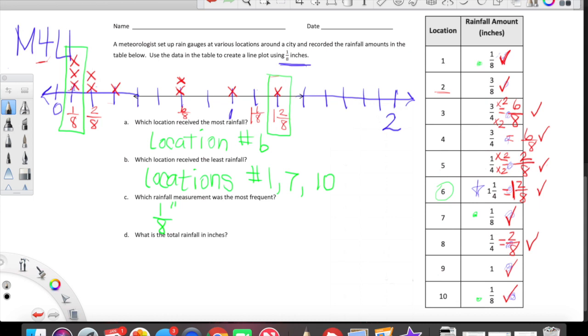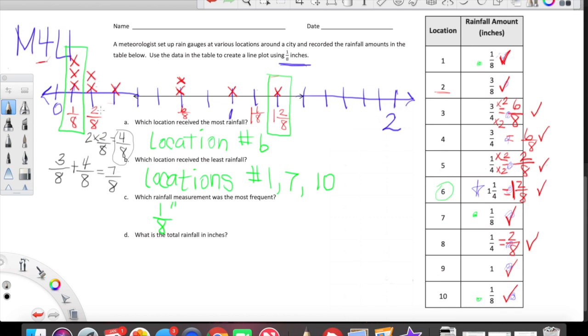So here we have 1, 2, 3/8. Okay, so I have 3/8 there. And then here we have 3/8 plus 2 sets of 2/8. 2 copies of 2/8, you guys? Well, that's 4/8. Okay, beautiful. So we have 3/8 plus 4/8. That's equal to 7/8. Okay, so that's what we have so far. These 1, 2, 3, 4, 5 locations measured 7/8 inches of rainfall.